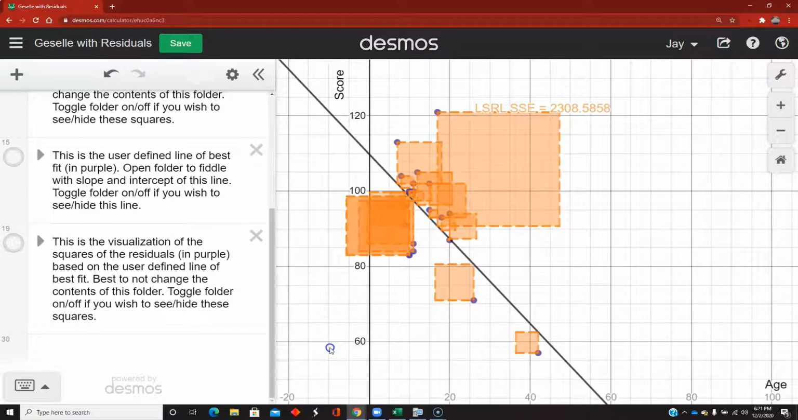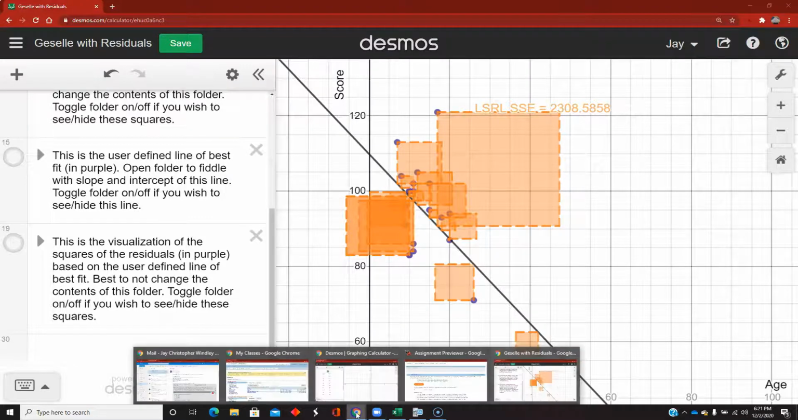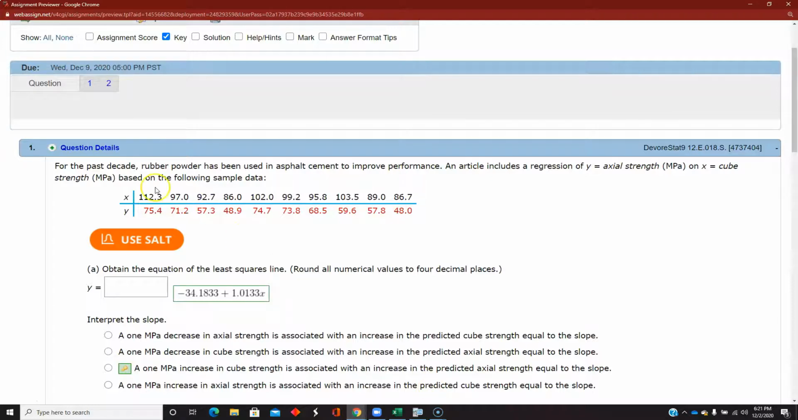So now on to one of the homework problems. Rubber powder has been used in asphalt to improve performance. So we've got y values that are axial strength and x values that are cube strength. And we're trying to see if there's a relationship between the cube strength and the axial strength. So here's our data, which is going to be randomized differently for different students.